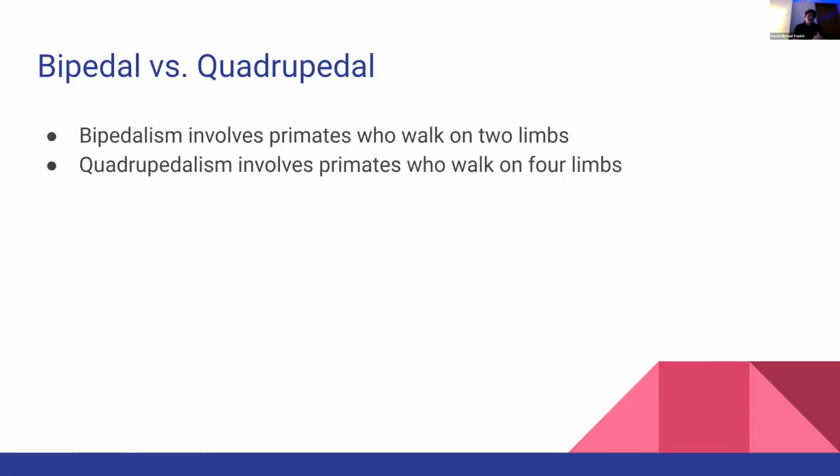So an important distinction I want to make right off the bat is the difference between bipedal and quadrupedal primates. Bipedalism involves primates who walk on 2 limbs, while quadrupedalism involves primates who walk on 4 limbs. A very easy way to remember this is bi is 2 and quad is 4. So that's a really easy way to keep them straight in your mind. If you're just learning this material, I find that very helpful.